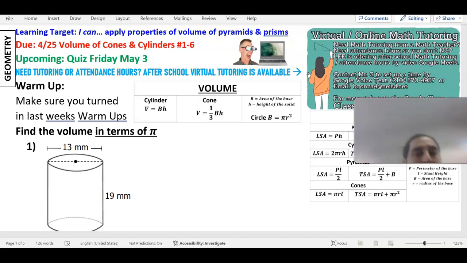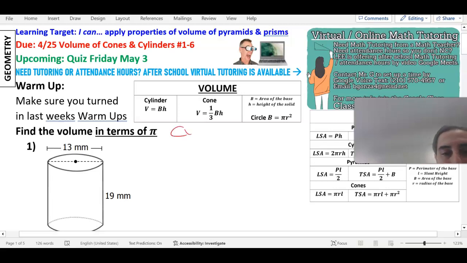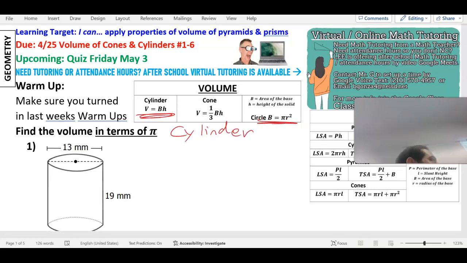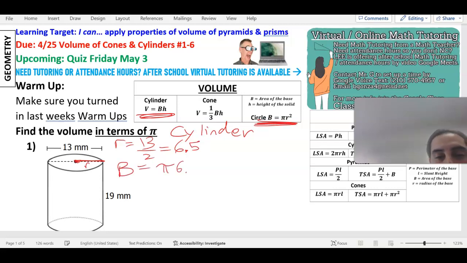Let's do this. To do volume of this shape, what is this shape called? It's a cylinder. So we know we're going to use this formula, and this is for the base. Before I can do the base, I need the radius from the center to the edge. What's the radius here? Is it 13? No, it's 13 divided by 2, halfway across. 13 divided by 2 is 6.5. So for capital B, for a circle, it's pi 6.5 squared.